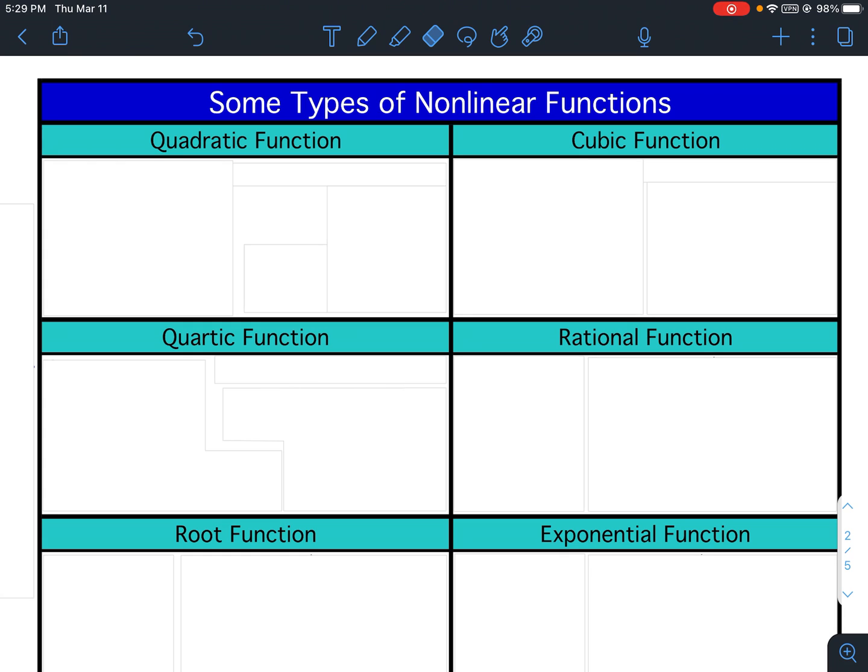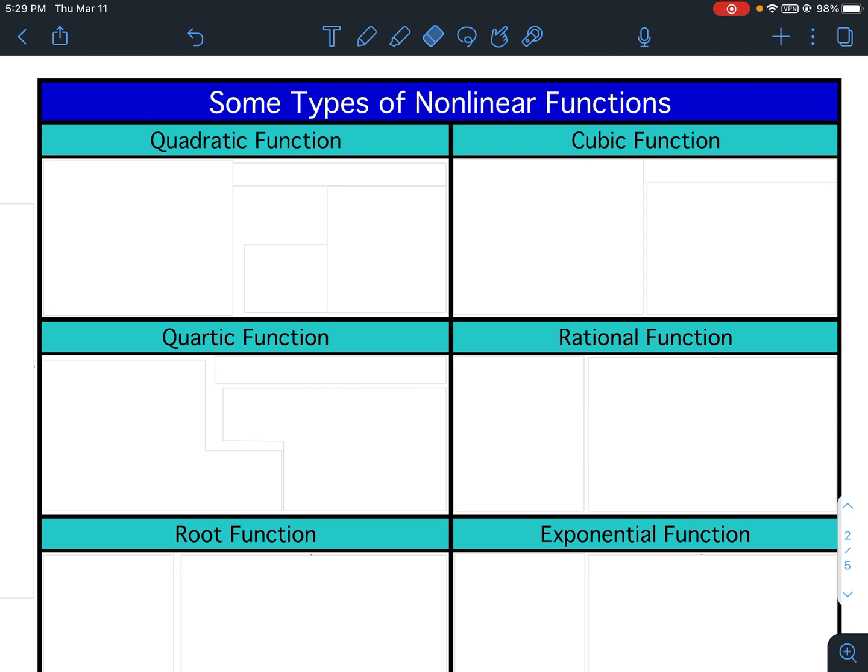I'm going to write down equations that would be examples of those types of functions. I'm going to show you pictures of them. You're going to try to at least attempt to draw what they might look like and write all of this down. But don't worry about needing to know this for the test. I just want to introduce you to different types of nonlinear functions that you will become more acquainted with when you get to algebra and algebra 2.